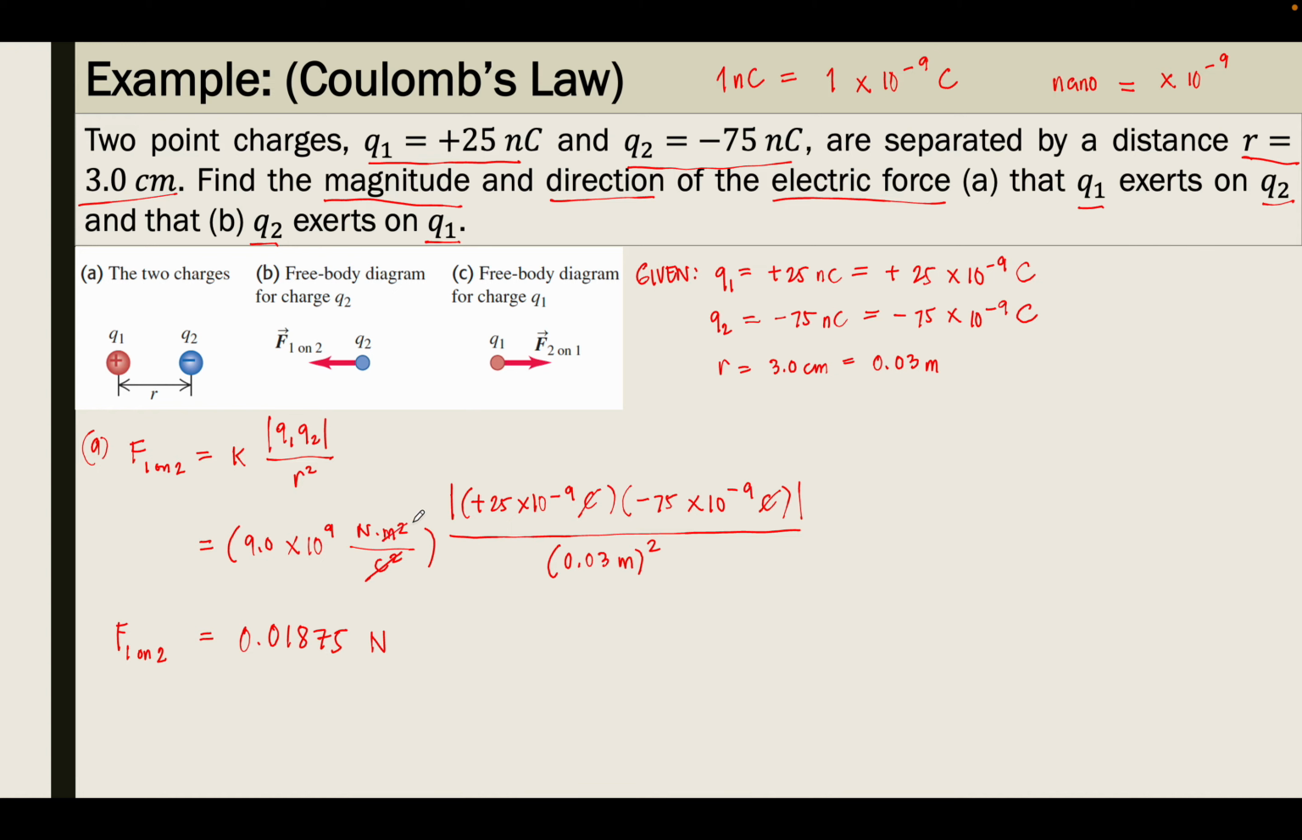So, the meter squared cancels out with the meter squared here. What is left is our Newton unit. Or we can also round this off to 3 decimal places, so we have 0.019 Newton. So this will be our force that Q1 exerts on Q2. Okay, so remember this one.